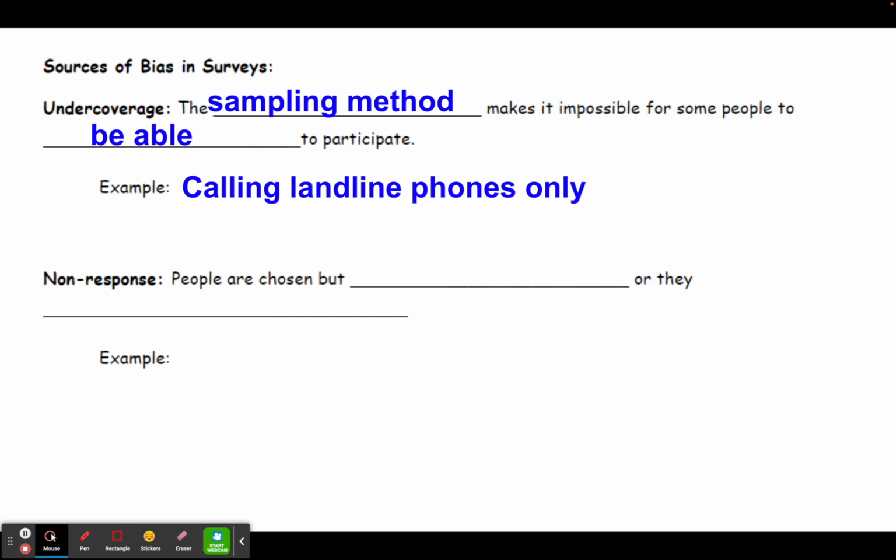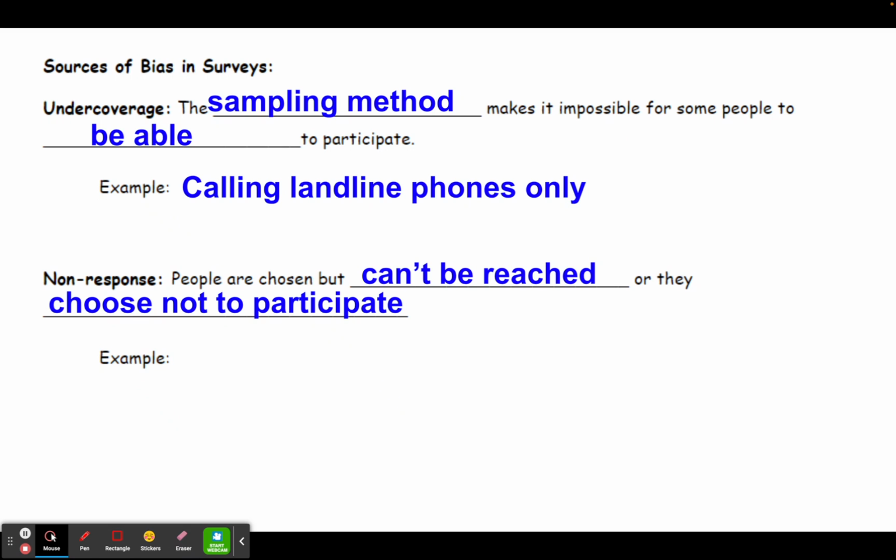Nonresponse is when we choose people, but they either can't be reached or they choose not to participate. An example of this would be receipt surveys. If you go to fast food restaurants, you may notice that a lot of times the receipt will say something like at the bottom, "What did you think of your food today?" And a lot of times they'll give you a QR code to scan or something like that, inviting you to log in and fill out a survey.